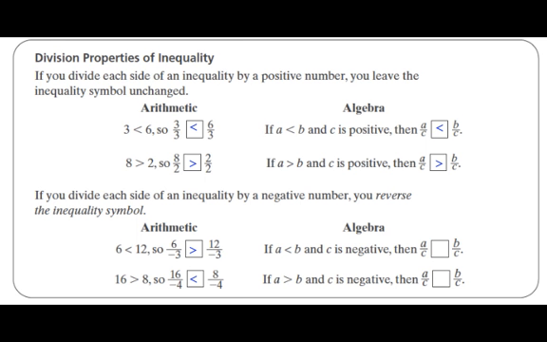Algebraically, if A is less than B and C is negative, then A over C is greater than B over C. If A is greater than B and C is negative, A over C is less than B over C.